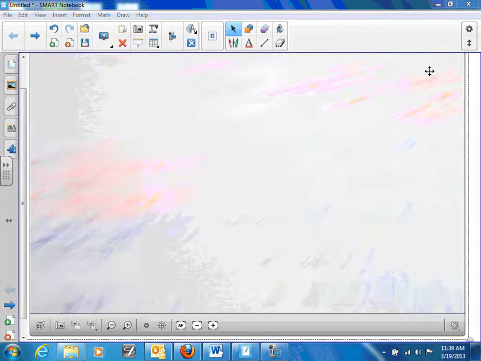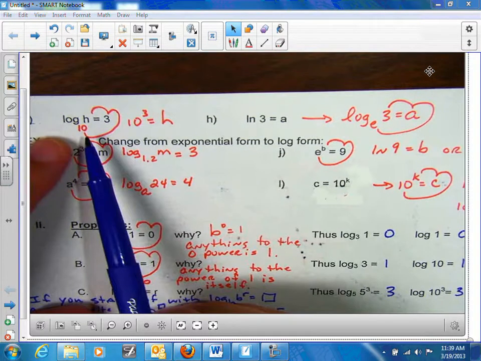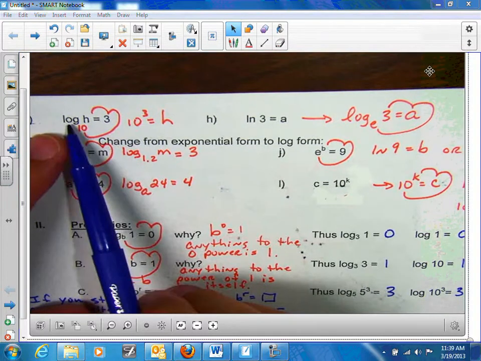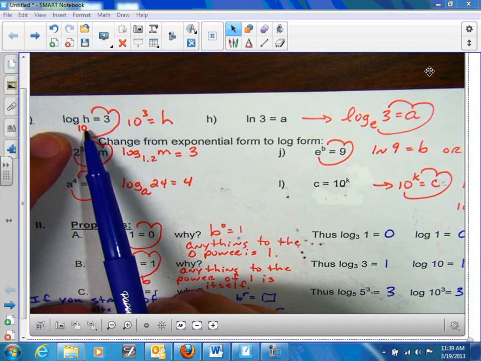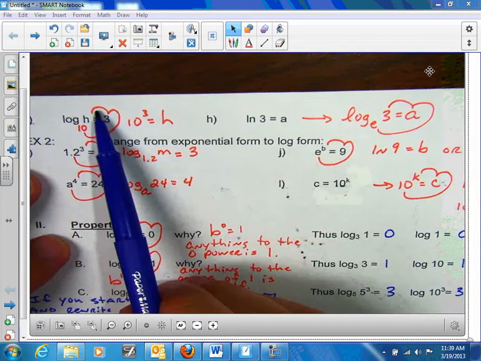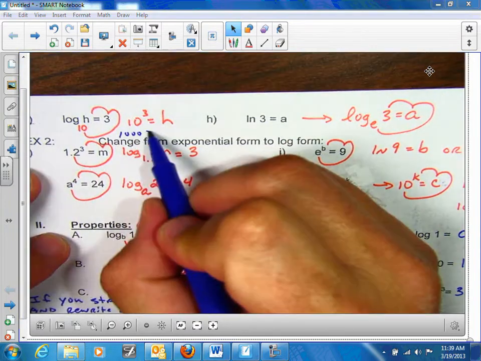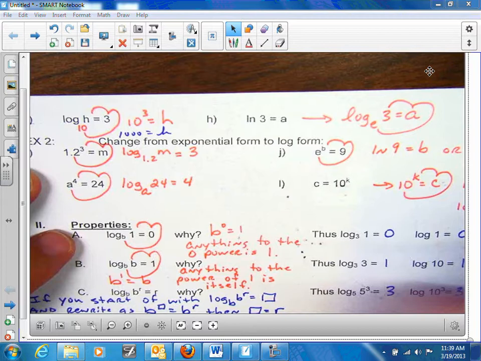Okay? On the back, on this one, now notice, there is no base listed, so I automatically wrote one in. So it's log h equals 3. Well, since there was no base, I can assume that it's base 10. So 10 to the third power is h. And actually, 10 to the third power is 1,000. So if I asked you to evaluate it, you could just write that.